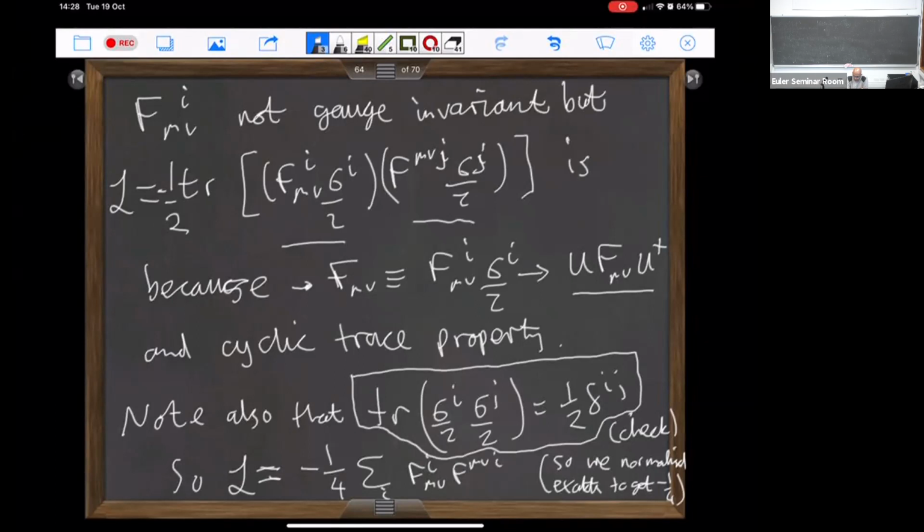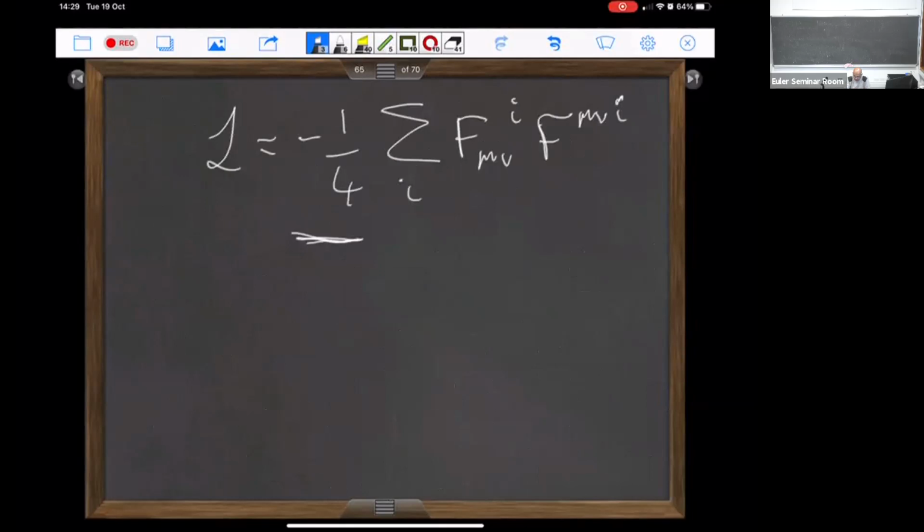And the way that we've normalized everything, for that kinetic term we'll take that product of traces and multiply by -1/2, and we do that in order to get the -1/4 normalization that gives the canonical normalization of the kinetic terms of the gauge bosons. So in other words, the Lagrangian is just a direct sum of Maxwell type Lagrangians.